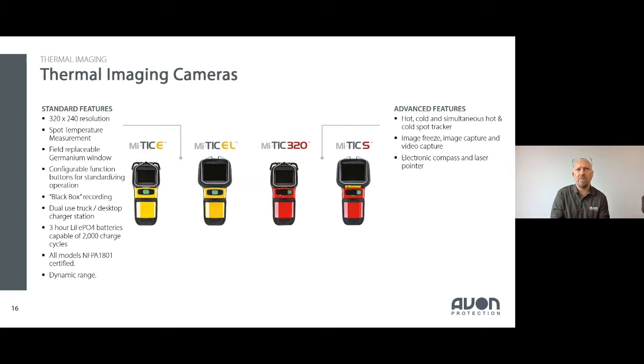And then we have different dynamic ranges depending on which camera you buy. The dynamic range for the MyTIC E and EL, the yellow cameras, is 0 to 760 degrees, just above flashover temperatures. And then the red cameras have a dynamic range of 1,100 degrees, so 0 to 1,100 degrees Celsius, for those very difficult fires that people attack. Some of the advanced features on the right-hand side there are hot and cold spot trackers, image freeze, image capture, video capture, an electronic compass and laser, and they feature on the red cameras, the MyTIC S in particular.